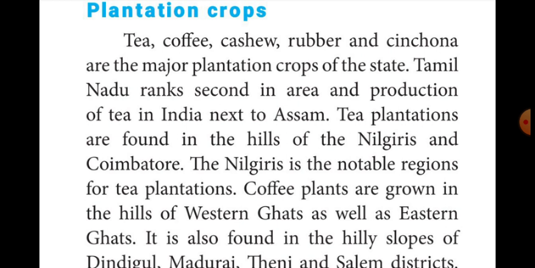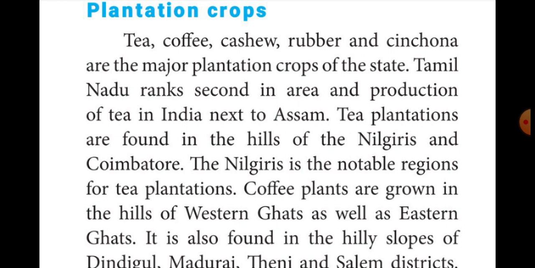Tamil Nadu is in second rank in cultivating plantation crops. That means tea. Tea is cultivated mostly in India in Assam. The main area is Assam. In India, Assam is the first place to cultivate tea. The second place is Tamil Nadu.